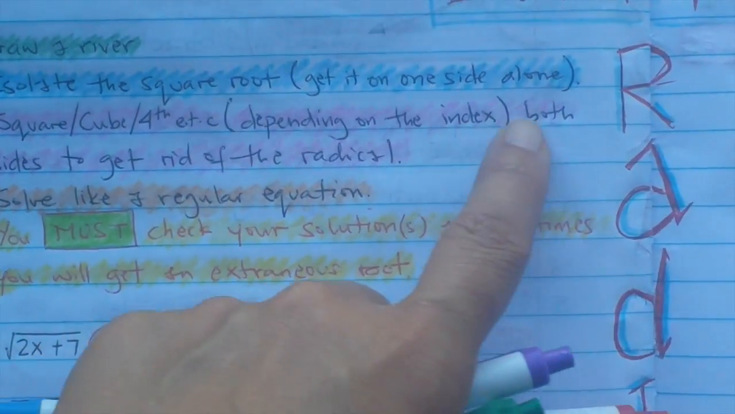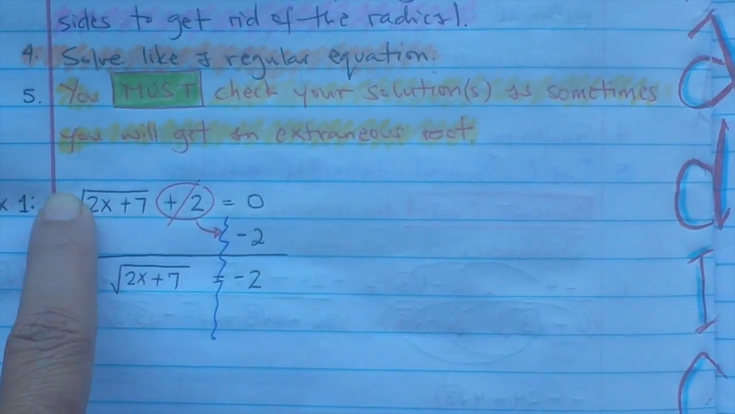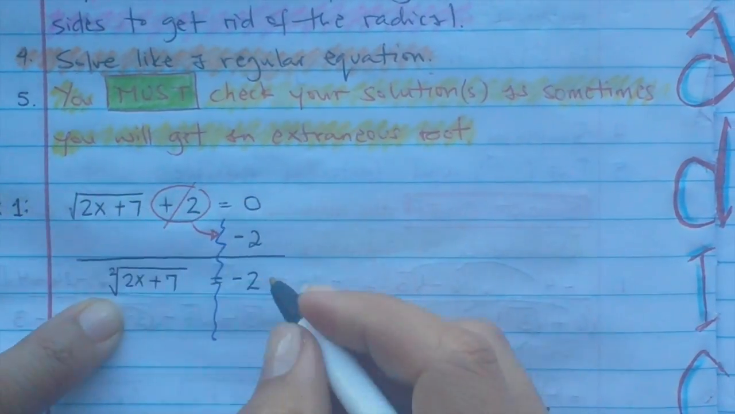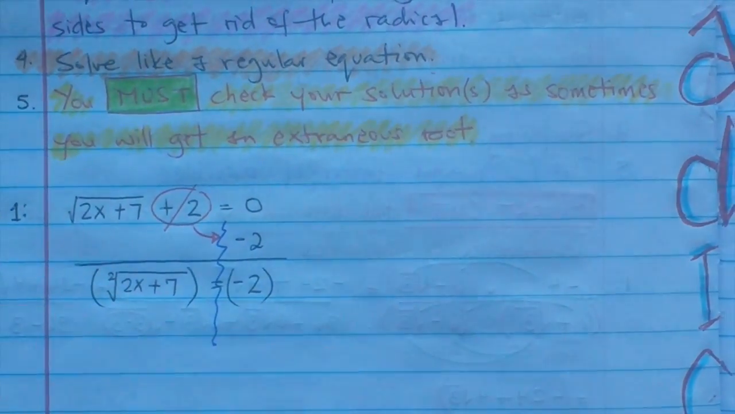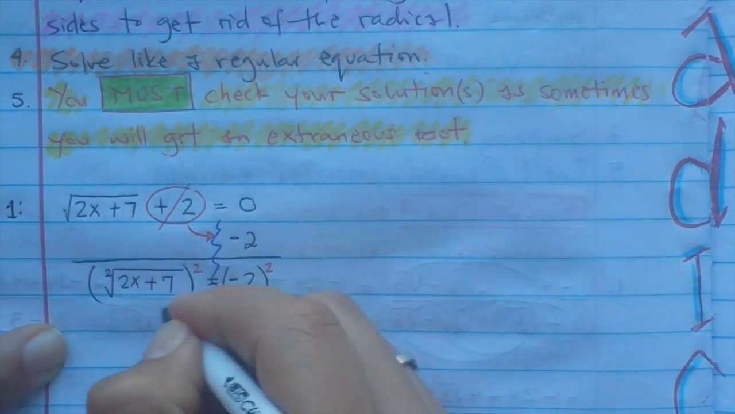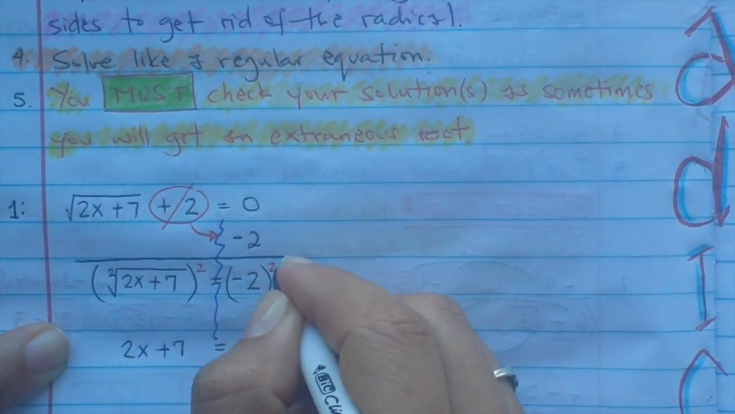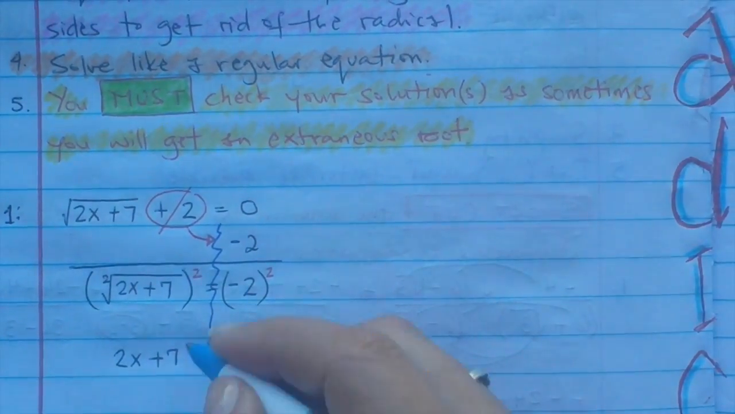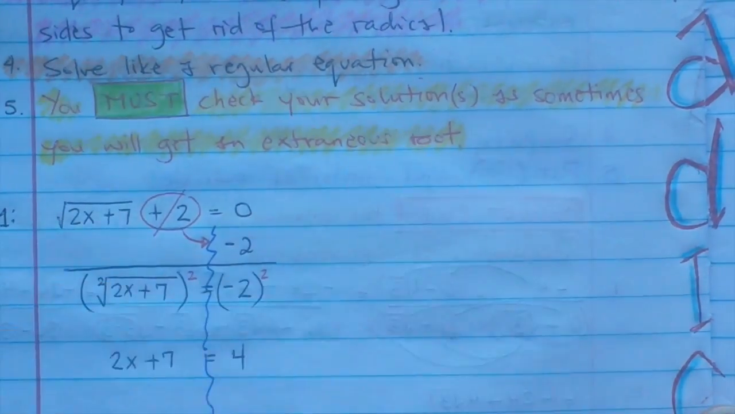Alright, then you just square, cube, or fourth-power through, depending on the index, both sides to get rid of the radical. So we're going to square it because it's a square root, to get rid of the radical. So now we're going to get 2x plus 7, because the square root and the squared will get cancelled. -2 squared is 4. And then just solve it like a regular equation.